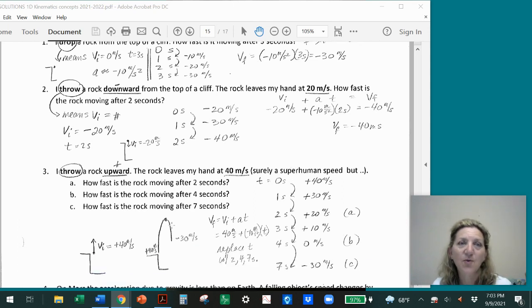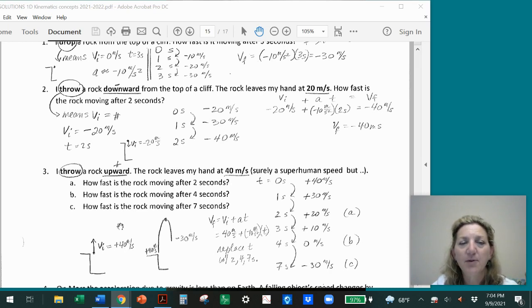Now look at this third one. We are throwing the rock upward. So where we had a diagram here where the ball starts at the edge of the cliff and goes down, now we are at the edge of the cliff, but going upward first and then is going to fall downward. I throw a rock upward, positive direction. The rock leaves my hand at 40 meters per second. Okay, surely impossible. So how fast is the rock moving after 2 seconds?